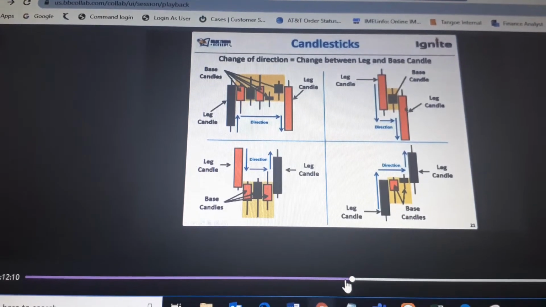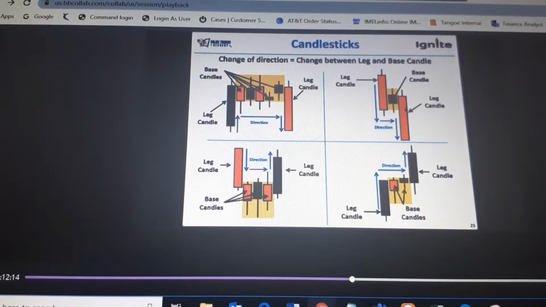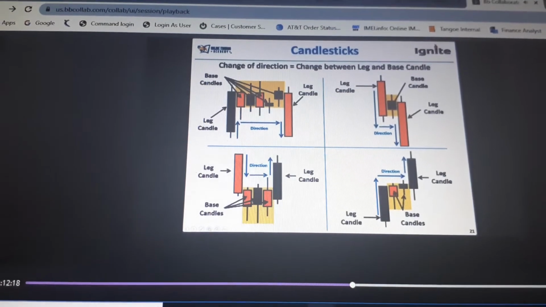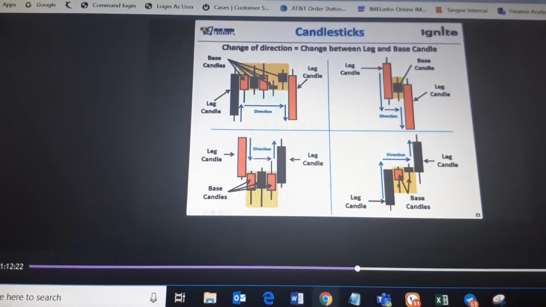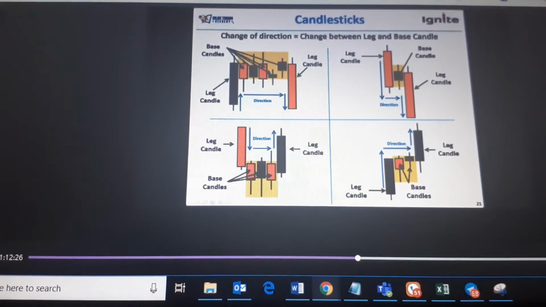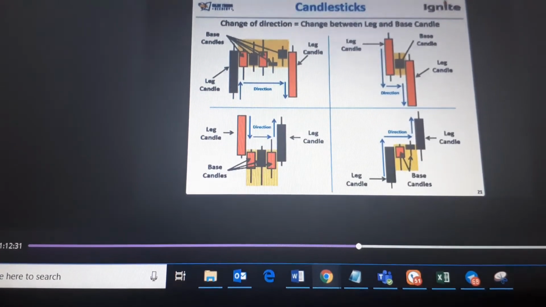Color is not important in base candles. Nitin, it could be green. Can you see here? It's a combination of green and red. Here it's a combination of green and red. Here it's a combination of green and red. Only here it is just to show you that a base can be one candle. Base can be made of one candle also.